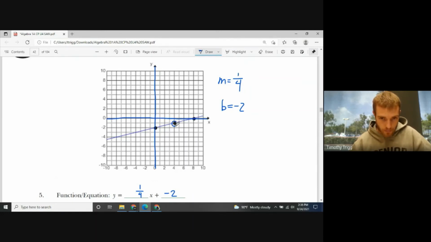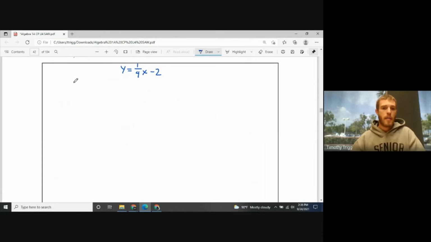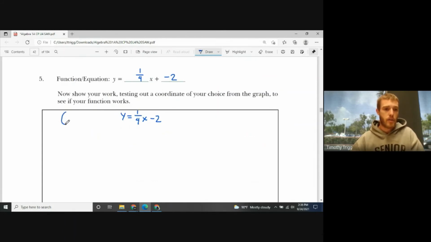Maybe I'll use this one right here. So what is this coordinate? This coordinate would be 1, 2, 3, 4, comma, -1. So 4, comma, -1. And let's just make sure that this point does lie on this equation. So we're going to replace the x with 4 and the y with -1. So -1 for y equals 1/4 times x, and we're going to replace x with 4, minus 2. So this will be -1 equals, all right, so now we need to multiply 1/4 times 4.